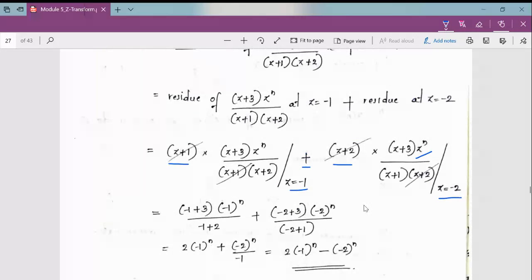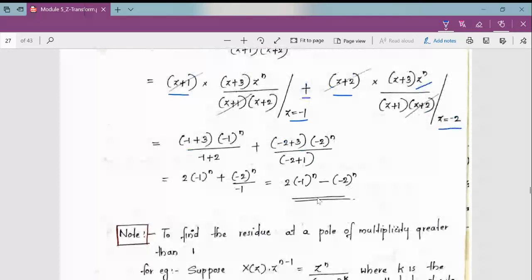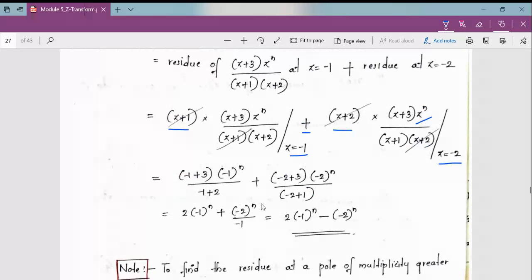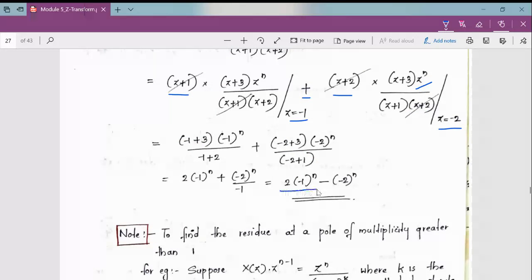Whenever z comes in the equation, we have to rewrite the equation using these poles. So rearranging and writing it, we will get the inverse z transform. This is how we find the inverse z transform of the given x of z by using the residue method.